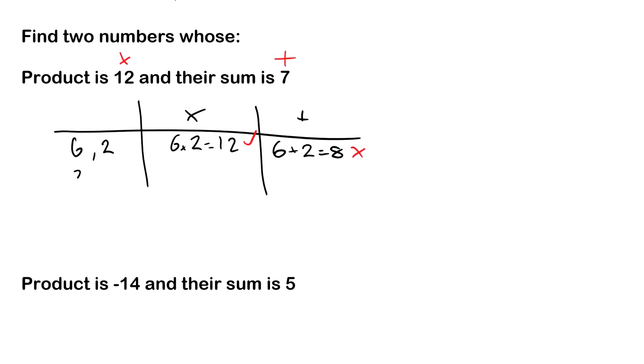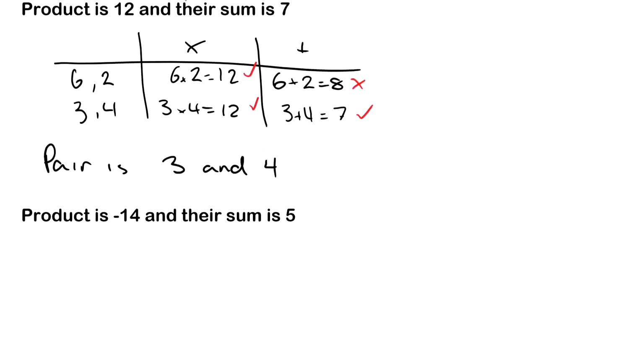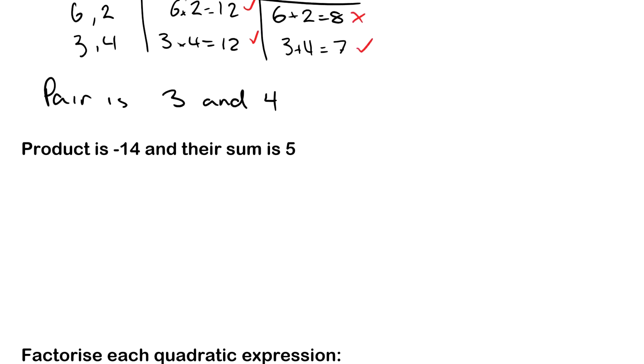The next pair we could try is 3 and 4. 3 times 4 is 12, so that's a tick and met that requirement. And then 3 plus 4 equals 7, so we can tick that off. It meets that requirement. So the pair is 3 and 4. This is why knowing the sum and product is coming in handy when we're going to factorize.